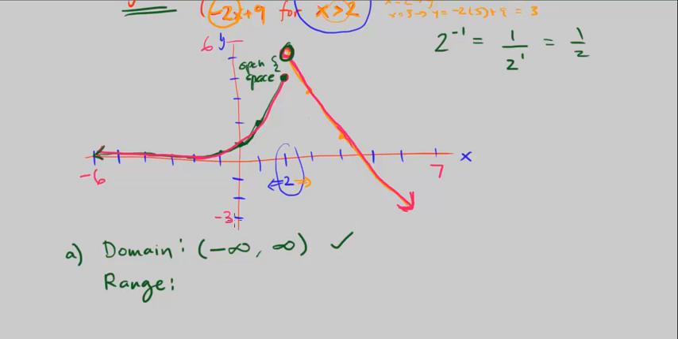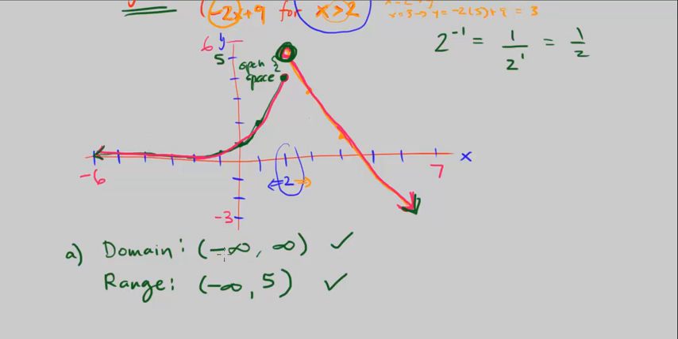Our range, okay, well, we look at the y-axis, and starting at negative infinity, we know this section here goes all the way down, right? So that means our range is starting at negative infinity, and it goes up all the way to here, right? And then it stops at this line right here, right? At y is equal to 5, okay? And since it's an open circle at this point, we exclude it using our parentheses, okay? So that is part A.